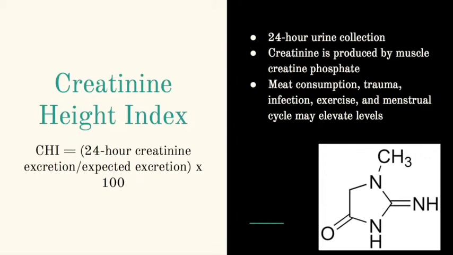This test gives us insight about muscle mass because creatinine is formed constantly every day by muscle creatine phosphate, a compound which is essential to ATP synthesis. While creatine phosphate is stored in the muscle tissue, creatinine is a byproduct which is removed from circulation via the kidneys.